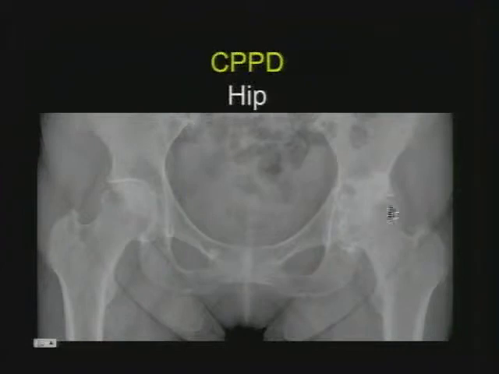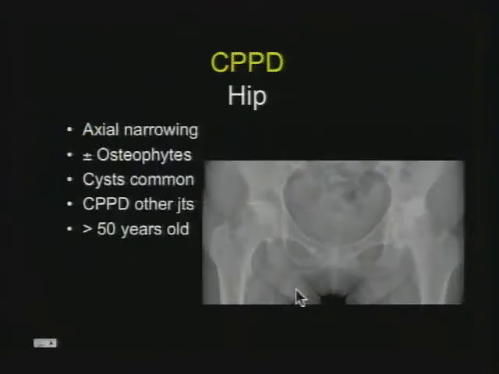And here we can see axial narrowing again with a lot of cysts, and it's on one side. And that one was CPPD, and I don't know if we can see the CPPD in the middle here, but that always gets me out of trouble. And I have to say, I see it all the time, that CPPD causes this axial narrowing.